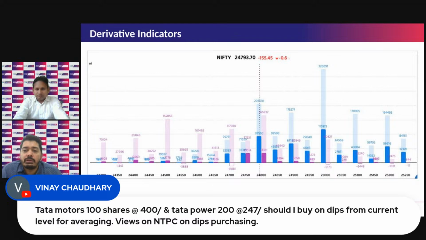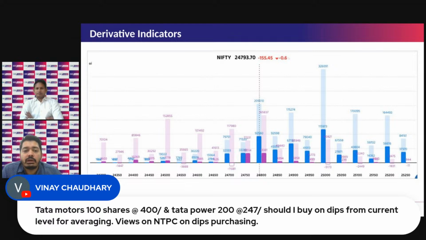But since your buying prices are quite deep away, I think you can definitely continue holding your stock. From a trigger perspective, above 475 would be the next trigger for the stock on the upside. And the last stock is NTPC.